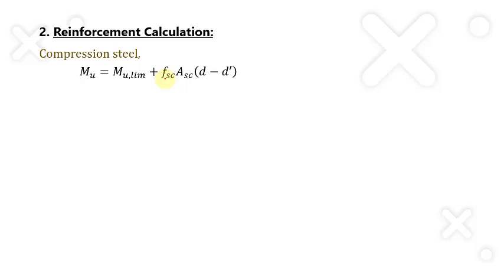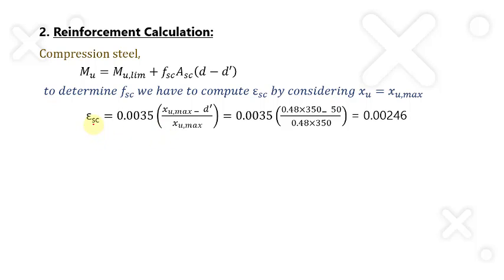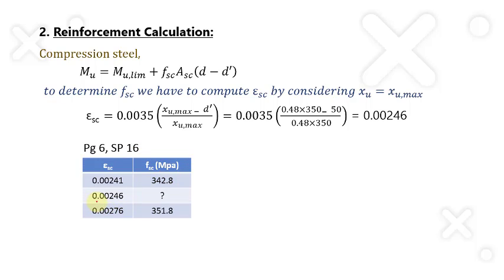I do not know fsc right now, so it will correspond to strain in the compression reinforcement, and this actually comes from strain in compression reinforcement by considering the neutral axis depth as balanced neutral axis depth or limiting neutral axis depth. So we get the strain in compression reinforcement as 0.00246.